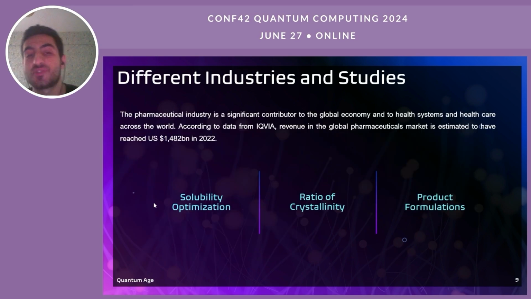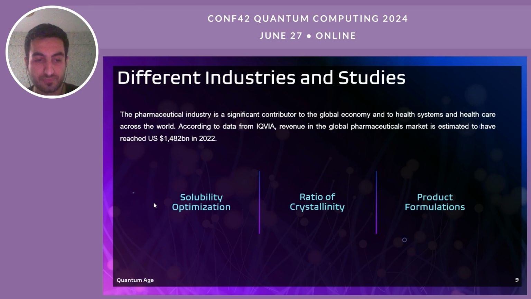The pharmaceutical industry is a significant contributor to the global economy and to health systems and healthcare across the world. According to data from IQVIA, revenue in the global pharmaceutical market is estimated to have reached 1,482 billion American dollars in 2022. Why is the financial growth important for the pharmaceutical industry? As there is COVID-19 and other diseases in the world, you need to find a good solution. And how can we apply the computing power of computing?